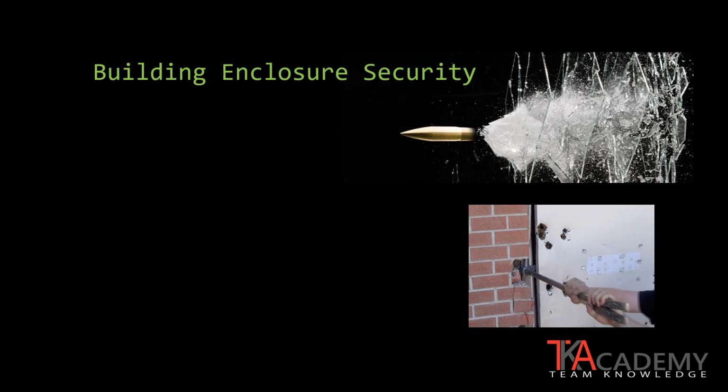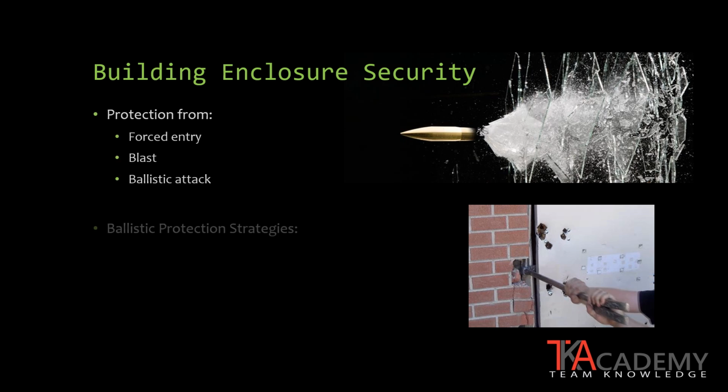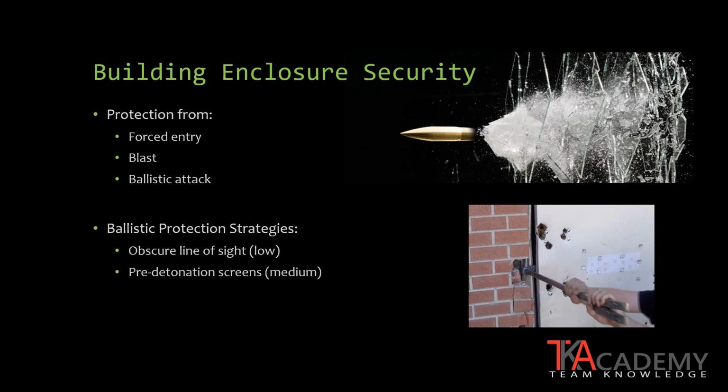The building enclosure construction is the second layer of protection. The building exterior wall should be designed to resist forced entry, blast, and ballistic attacks. Ballistic protection strategy can include creating an obscure line of sight, which is a low level of protection for the building, a pre-detonation screen, which is a medium level of protection, and finally, the highest level of protection, which is building hardening.